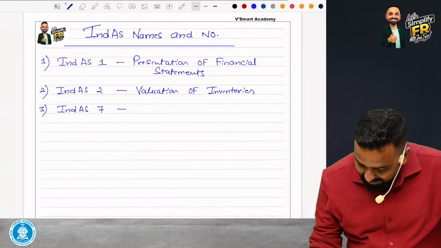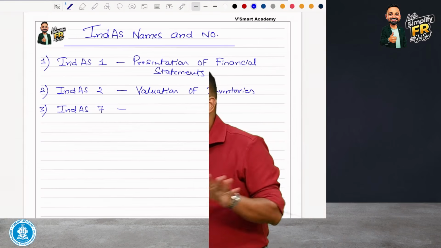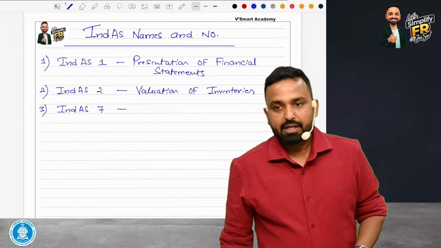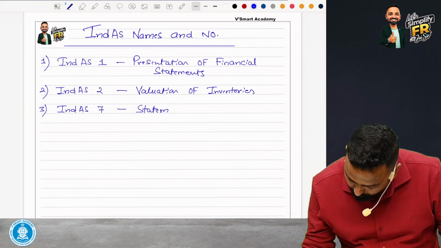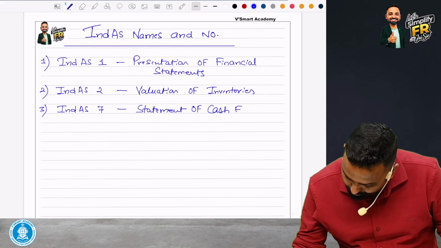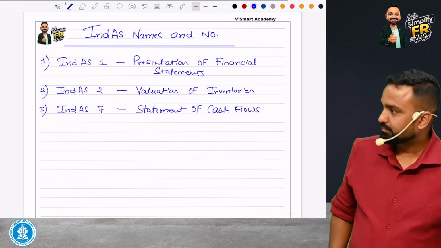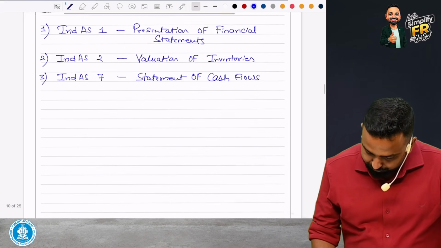Ind AS 7. 3, 4, 5, 6 are deleted. There is no 3, 4, 5, 6. Ind AS 7. Statement of cash flows.